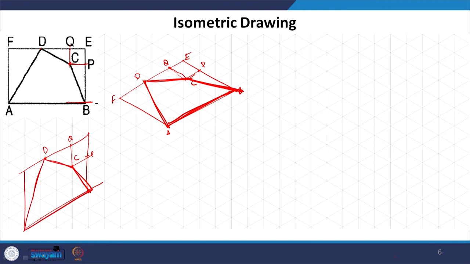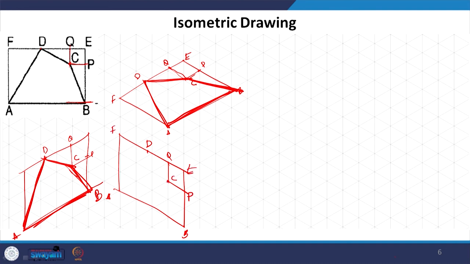Again, the fundamentals will remain the same, you will just have the same things repeating over and over again. I'll do it again, you can keep doing it, have the grid papers ready with you: D, A, B, Q, P, F, E, and this point is C, you join it. And every time you will get a slightly different looking shape, but it is actually the same isometric.